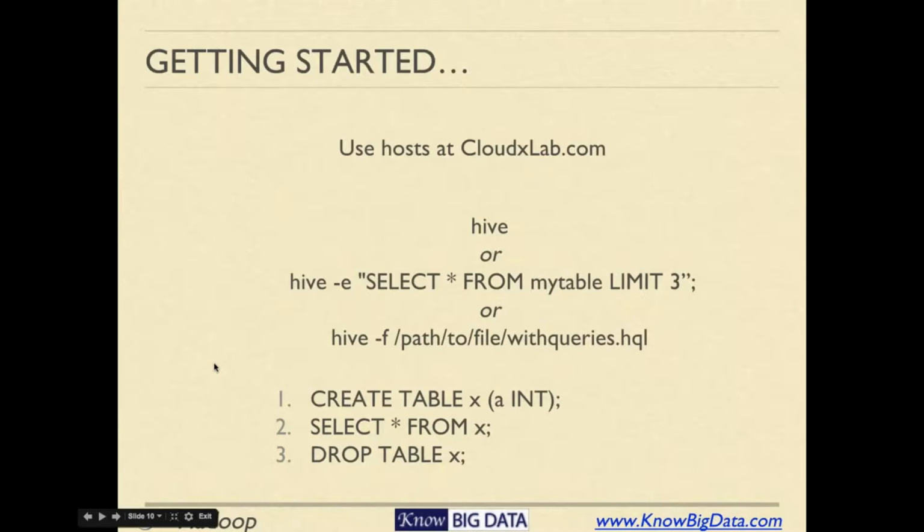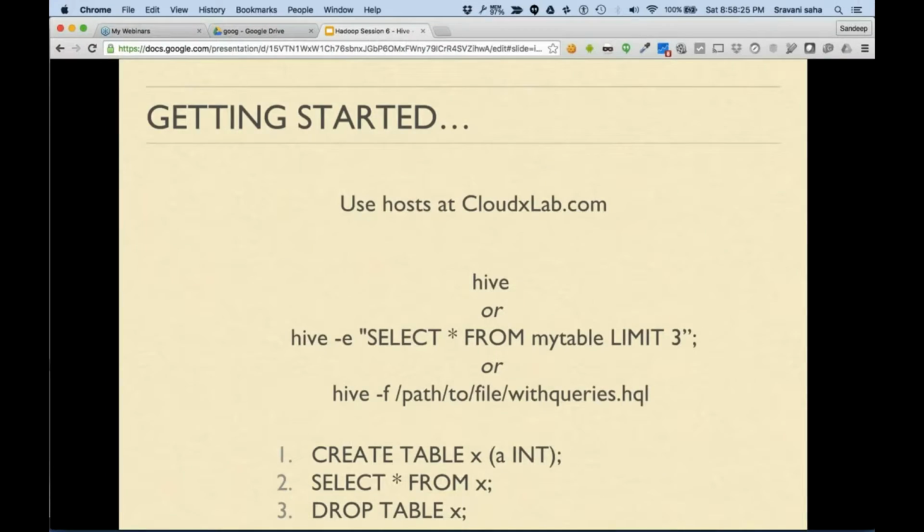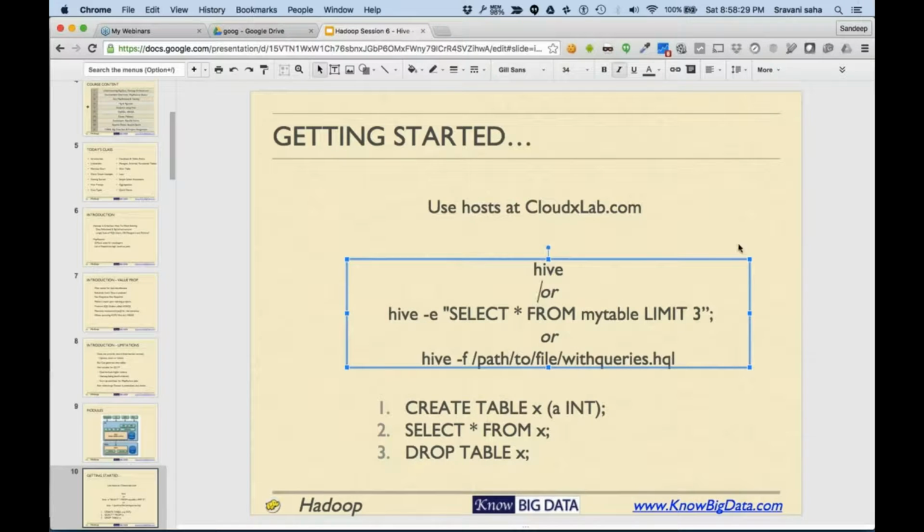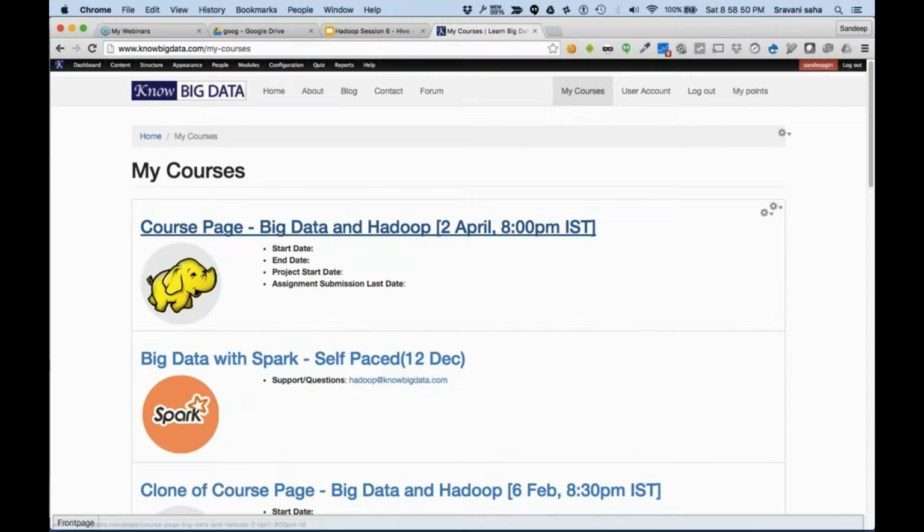Okay, to get started the easiest thing is to use the CloudxLab. Just log in to the console, and once you log in to the console, you can run Hive from the command line, or if you have just a single query, you can run it like this. When you run without any argument, it starts the console. Okay, let me just show you.